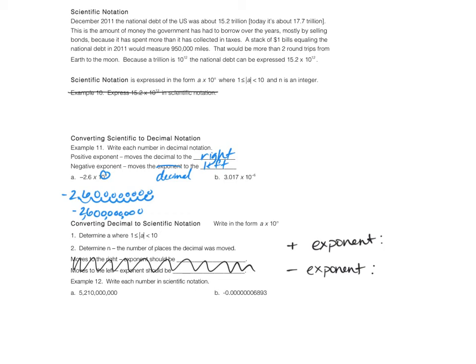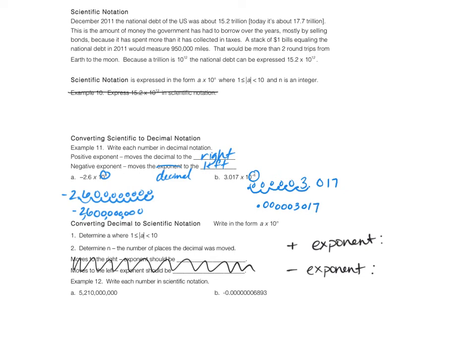On B, we have a negative exponent, so we're going to move our decimal to the left this time. So if I have 3.017, and then I'm going to move this decimal to the left 6 places, so 1, 2, 3, 4, 5, 6, and again, I put a 0 in each of these, and that's where it's going to go. So I can rewrite that as 5 zeros and then a 3, 0, 1, 7.